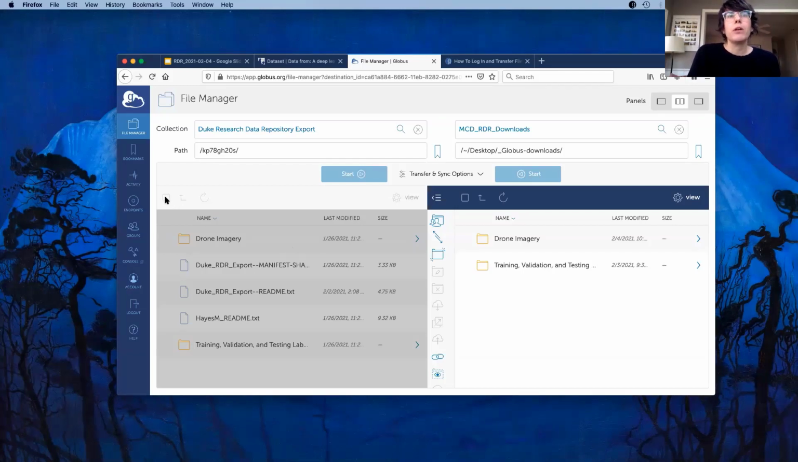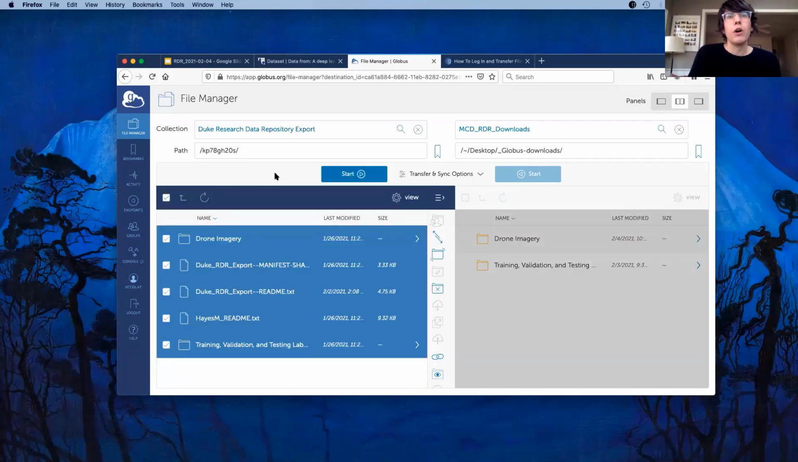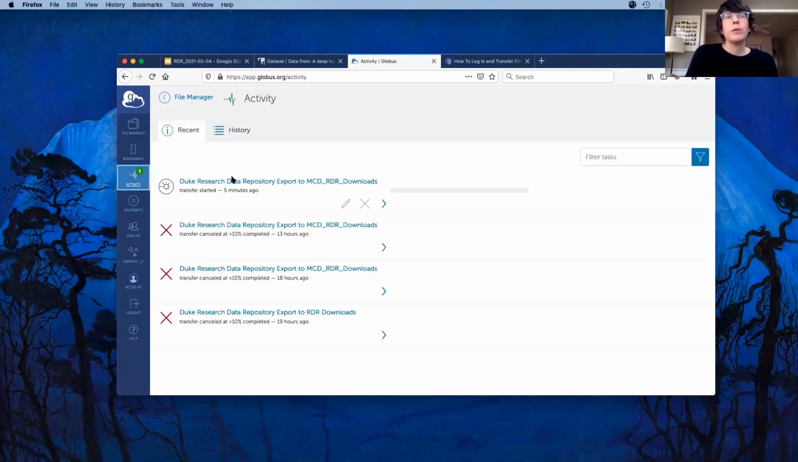So in the source panel, I'll just go ahead and click select all and then start the transfer. You'll see this green modal pop up that indicates that your transfer request has been submitted successfully. And then in addition, you'll see a little green icon pop up on the activity section of the sidebar. If you click on that, you can check the status of your download. You can see your history of downloads or data transfers.